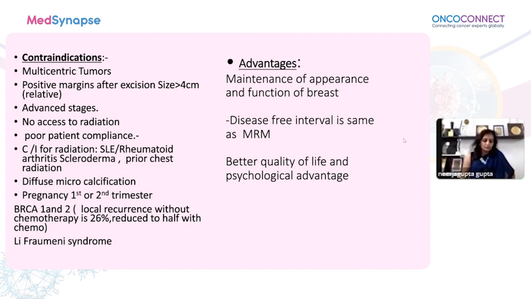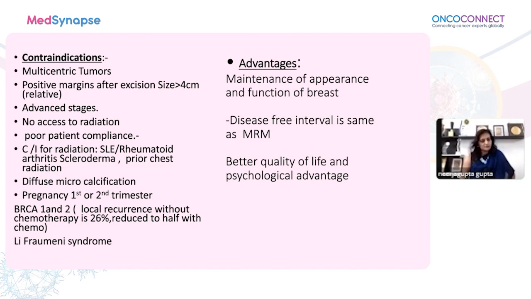BRCA 1 and 2, directly I will not say is a contraindication, but the fact is, with different studies, it is known that the local recurrence rate, if the patient is not receiving adjuvant chemotherapy, is nearly about 26%. But with chemotherapy, it is reducing to half, about 13%. So again, the entire discussion of undertaking or not undertaking a breast conservation surgery will rest on the patient's understanding of the entire disease and the discussion that happens between the surgeon and the patient.